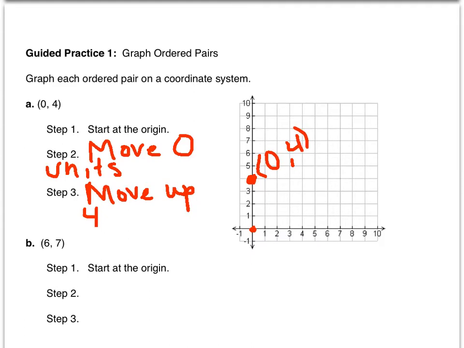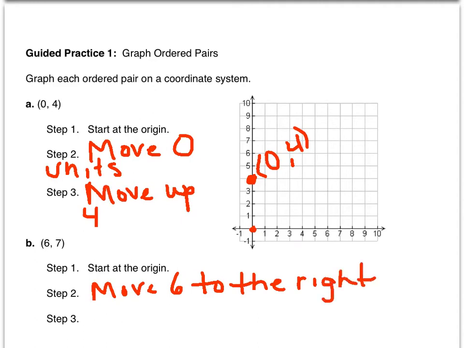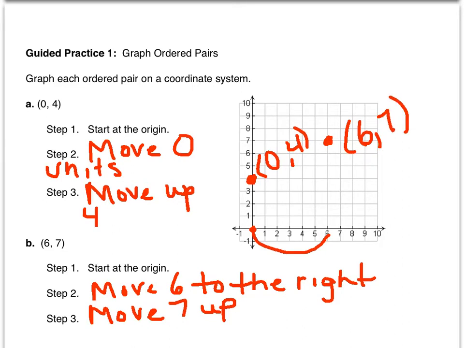In example B, ordered pair (6, 7). Once again, we'll start at the origin and we'll move 6 units to the right because the x-coordinate is positive 6. And then we'll move 7 units up because the y-coordinate is positive 7. And we'll draw a dot where those two intersect at (6, 7).